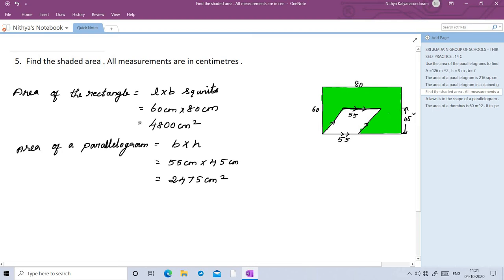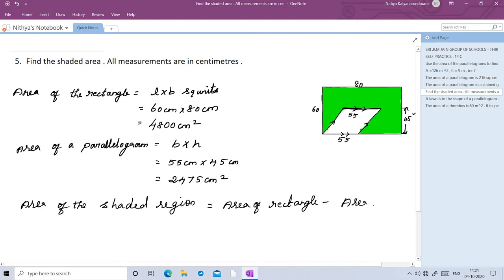If you want to find the shaded area, it is the biggest area minus the smallest area. The biggest area is the area of the rectangle. The smallest area is the area of the parallelogram. So the area of the shaded region is equal to the area of the rectangle minus the area of the parallelogram. The area of the rectangle is 4800 centimeter square minus the area of the parallelogram, 2475 centimeter square.